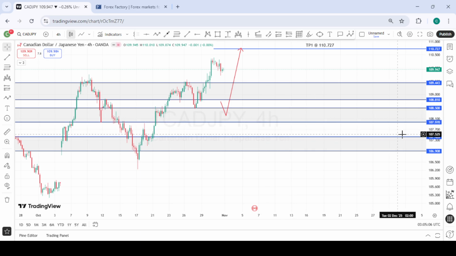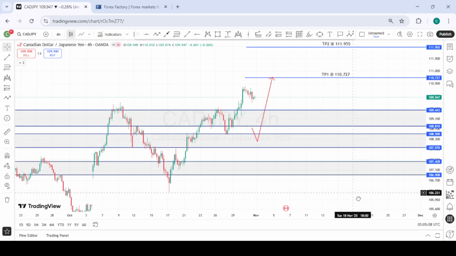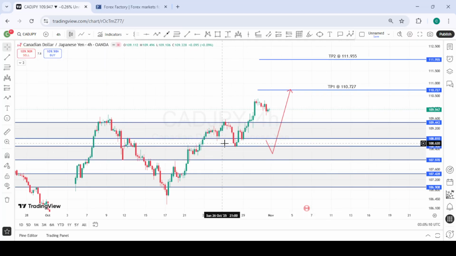We had this setup. This is CADJPY. So last week we were expecting price to pull back into this region. The price just tipped the area and then took off. So we couldn't get the opportunity to join this buy.